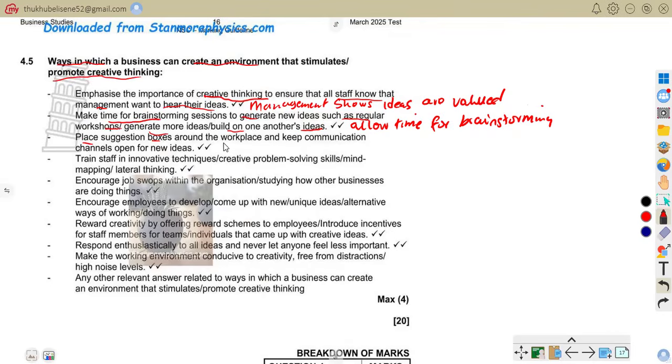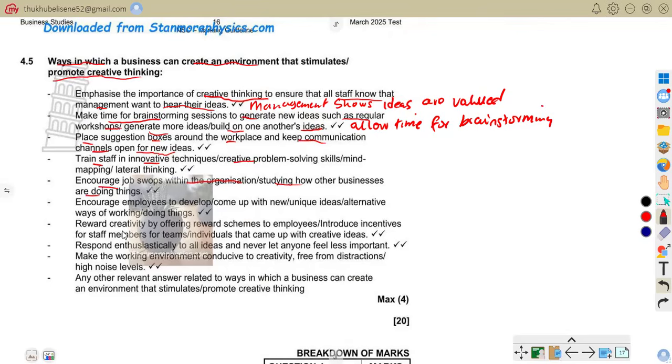Place suggestion boxes around the workplace and keep communication channels open for new ideas. So you're talking about suggestion boxes and open communication, so employees can share ideas freely. Train staff in innovative techniques or creative problem solving skills, and mind mapping or lateral thinking. So training of staff in creative techniques means teach skills like mind mapping and lateral thinking. For example, creativity workshops.